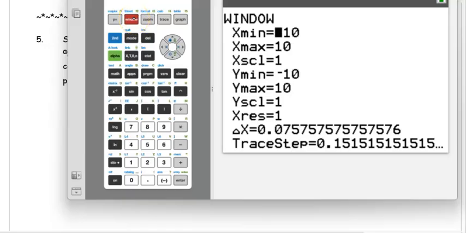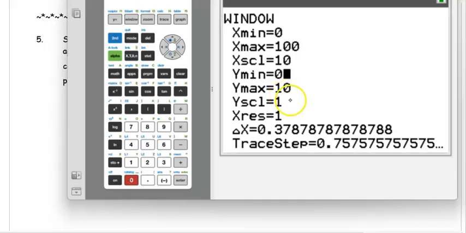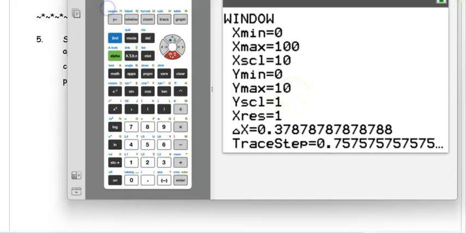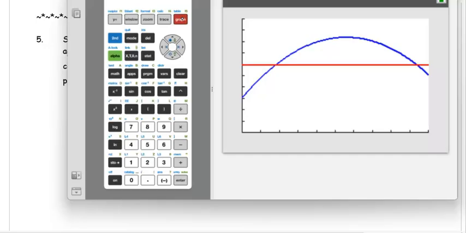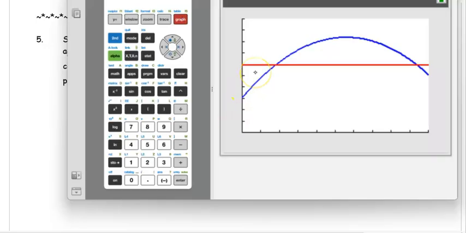I know my x min to x max, I was going from 5 to 95. That was what our domain was. So just to make sure I can see everything, I'm going to go 0 to 100. And I'm going to put my x scale at 10. Now my y minimum, I'm going to leave that at 0. And I want to know when it was bigger than 60, so I'm going to put that at maybe 100 also, and change my y scale to 10, and see if that's a good graph. I'm seeing that it is here.